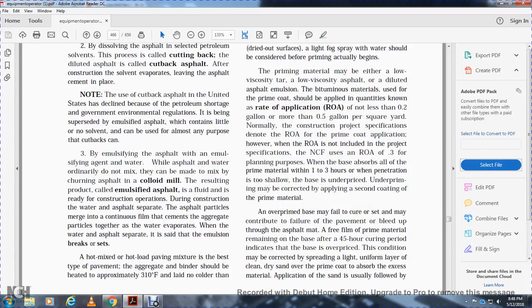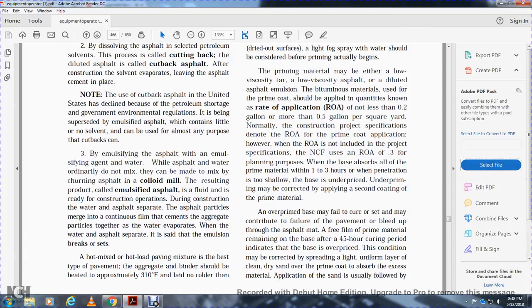Emulsified asphalt is made by emulsifying asphalt with an emulsifying agent and water; asphalt and water ordinarily do not mix. They can be combined by churning, and the resulting product, emulsified asphalt, is a fluid ready for construction operations. During construction, the water and asphalt separate. The asphalt particles emerge in a continuous film that cements the aggregate particles together as the water evaporates. When the water and asphalt separate, the emulsion breaks or sets.